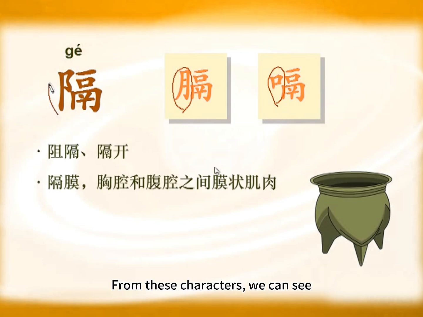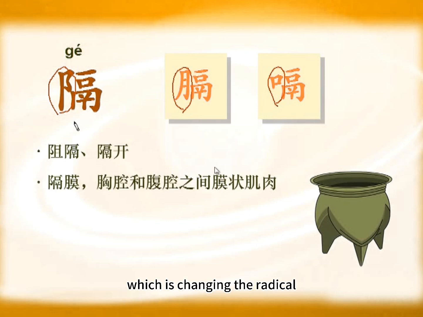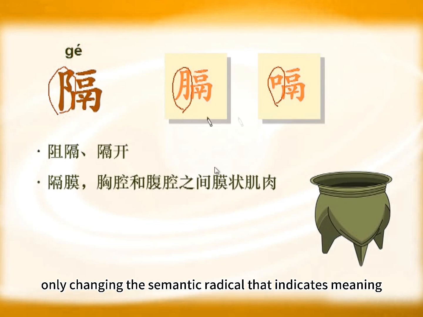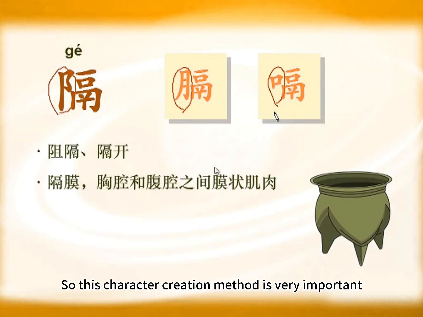From these characters, we can see a very important method of creating new Chinese characters, which is changing the radical. All related characters adopt the same phonetic component, only changing the semantic radical that indicates meaning, producing new characters whose meanings can be interconnected. So this character creation method is very important.